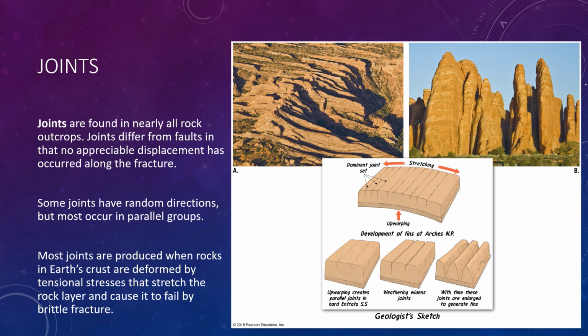So in this case, you basically just have upwarping. We see stretching of the surface, so you get a joint starting to form. As a result, the dips in these rocks get bigger and bigger due to upwarping. Eventually, weathering will open these up, and over a long period of time, you get these kind of parallel structures like we're seeing up above.